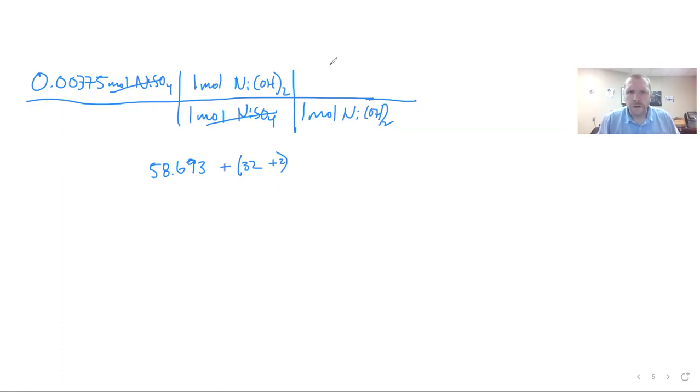I don't know why I put so many parentheses in there. Let me erase those. There we go. 32 plus 2 is 34, plus 58. I'm using my calculator right now because I don't want to get it wrong. Okay, 92.693 grams per mole. So 92.693 grams. Plug that in.